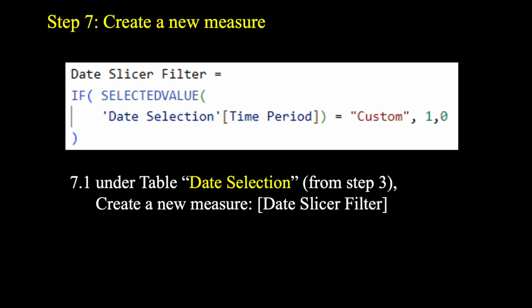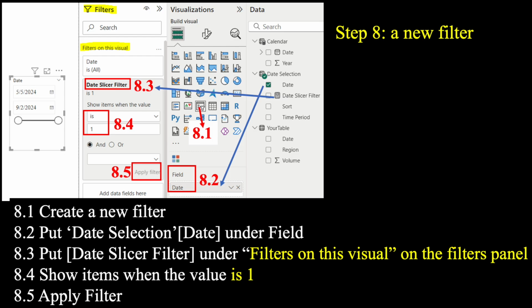And for step 7, on table Date Selection, which is the one we created from step 3, create a new measure and name it as Date Slicer Filter. And on step 8, let's create a new filter for the date. This is the one we're going to use to select specific date ranges.